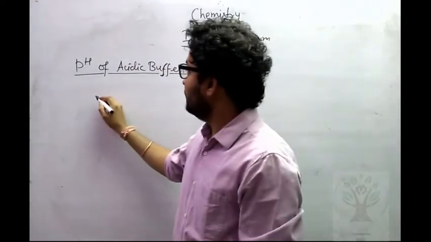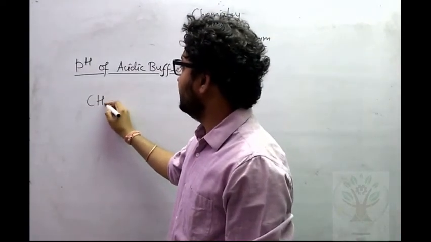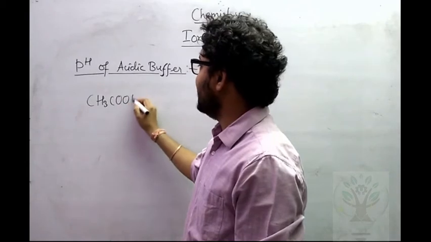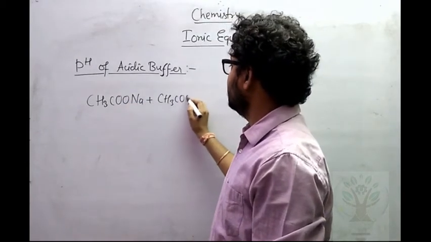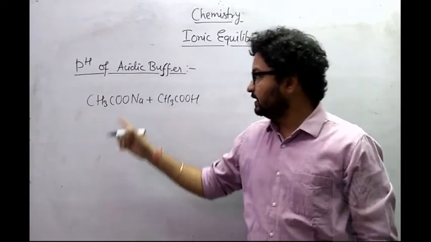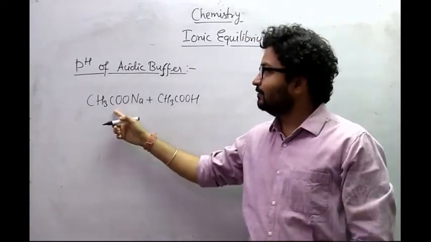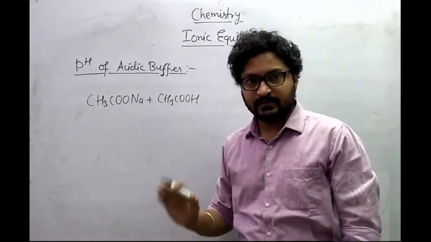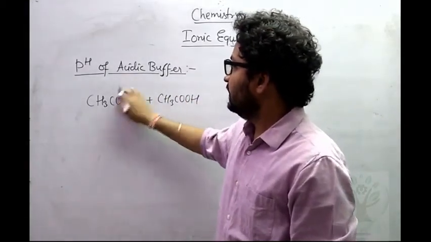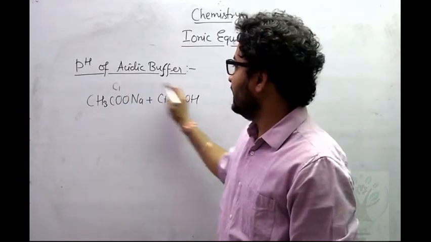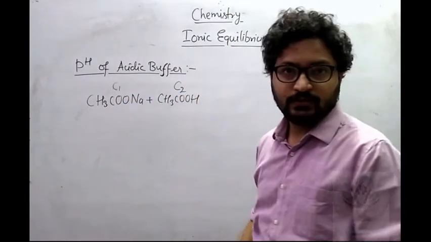Now, pH of acidic buffer. Let's take an example of an acidic buffer. For an acidic buffer, we need two things simultaneously. One is a weak acid and another one is its salt. Let's say the salt's concentration is C1 and the CH3COOH concentration is C2.